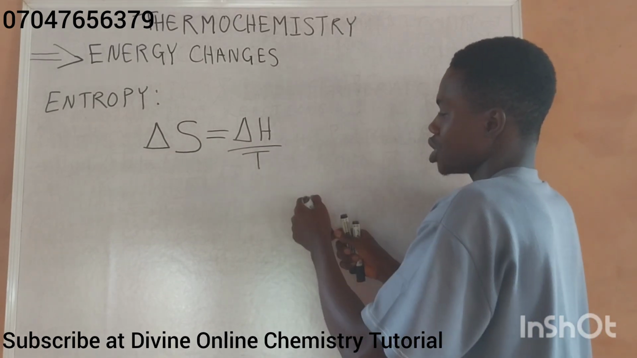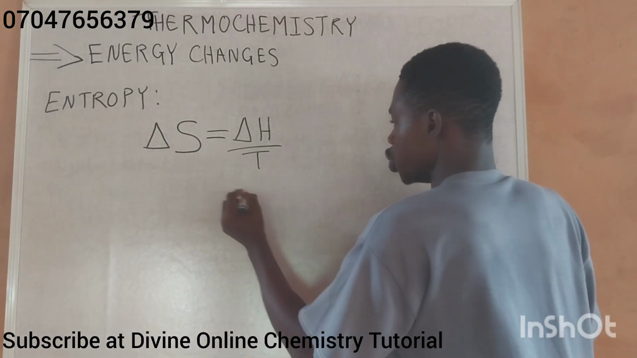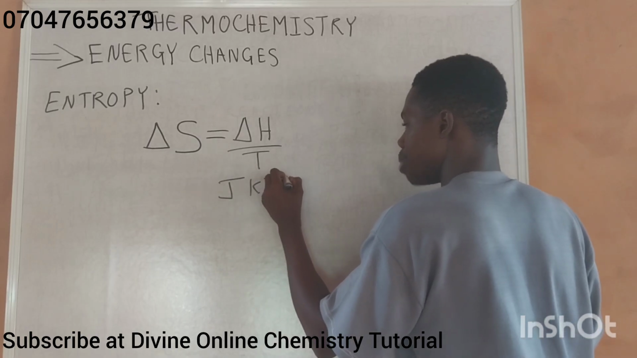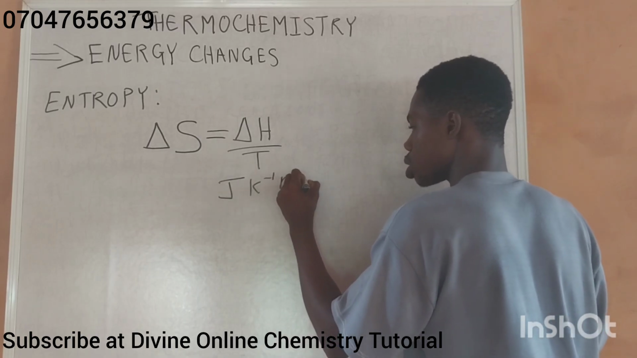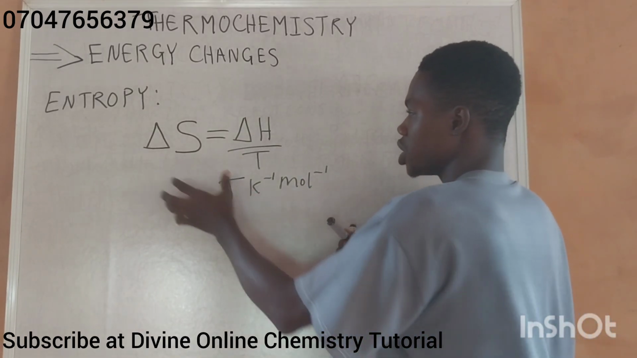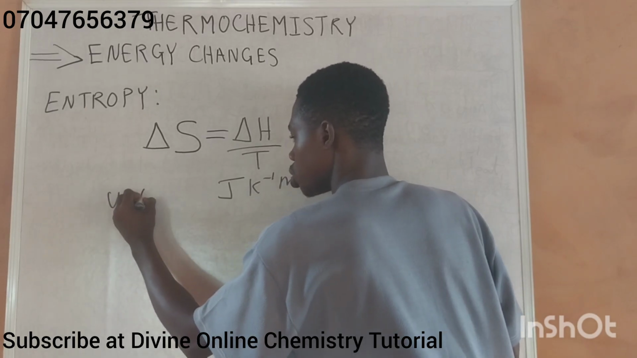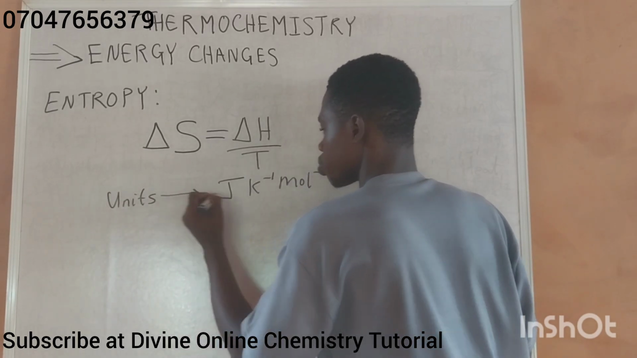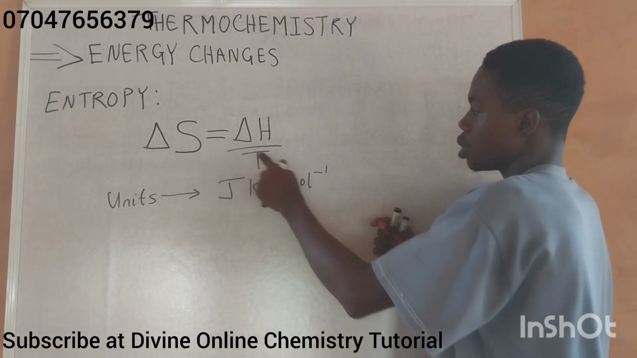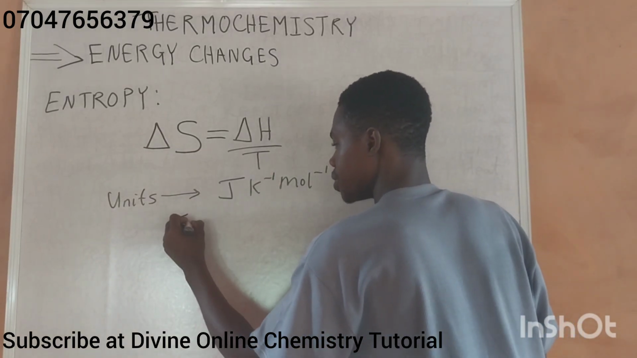Now, please take note that the unit of entropy is joules per Kelvin per mole. So this happens to be the unit for change in entropy. So unit is equal to joules per Kelvin per mole. This is the unit for entropy, whereby temperature is always in Kelvin. T is temperature.